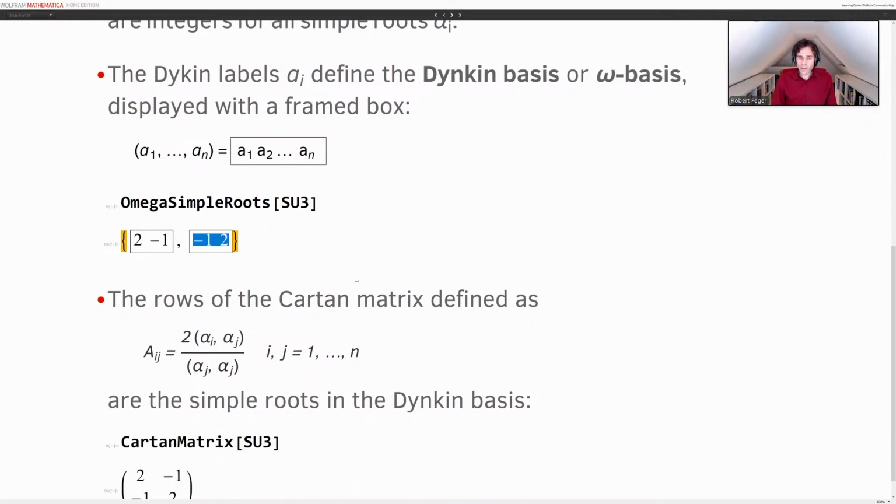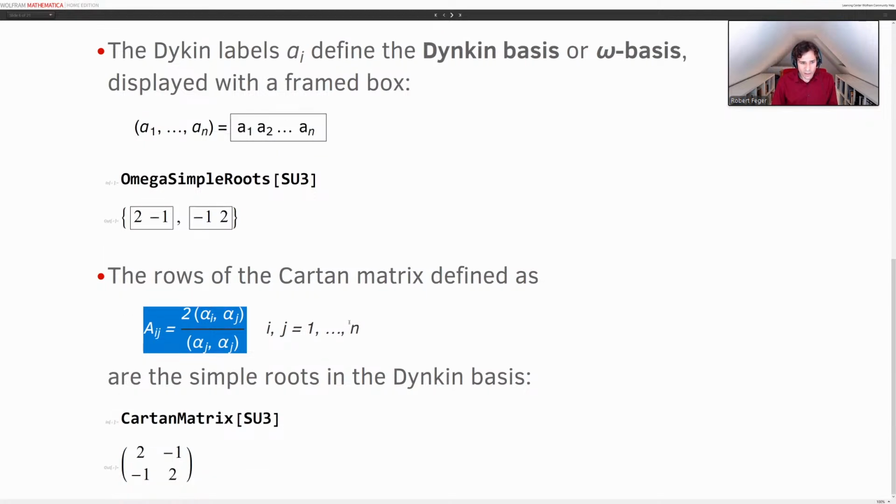Some of you might know the Cartan matrix for Lie algebras. And in fact, the Cartan matrix is defined in this way, which looks very much like the Dynkin labels. And in fact, it turns out that the rows of the Cartan matrix are just the simple roots in the Dynkin basis. So here you see, this is the first simple root, this is the second simple root.